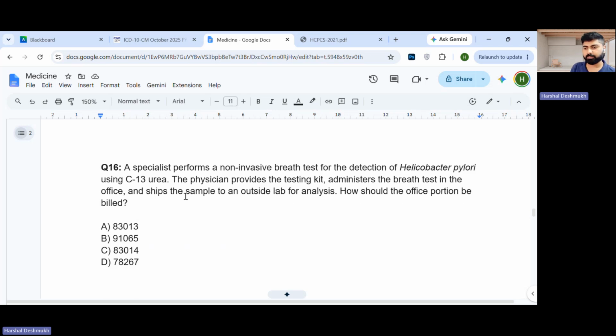A specialist performs a non-invasive blood test for the detection of a certain bacteria. The physician provides the testing kit, administers the blood test in the office, and ships the sample to an outside lab for analysis. How should the office portion be billed here?